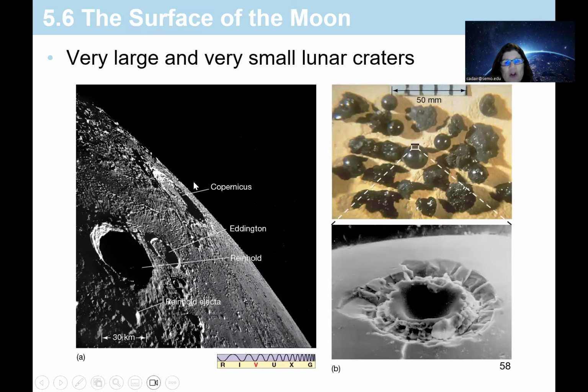So there can be very large or very small craters. So here is a very large crater, 30 kilometers across. And then of course there are some very small rocks that also have craters within them.